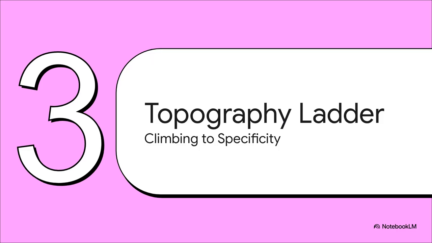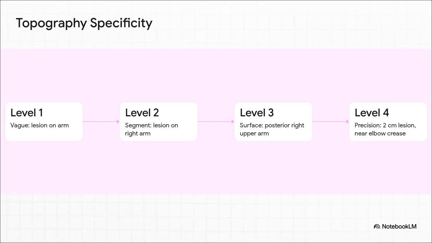All right, let's climb the topography specificity ladder. This concept perfectly illustrates how tiny anatomical descriptors carry massive coding consequences. Watch how we step up this ladder. Level 1 is super vague, lesion on arm. Level 2 adds a segment, lesion on right arm. Level 3 gives us a specific surface, posterior right upper arm. And then level 4, that's high precision, 2-centimeter lesion, posterior right upper arm near elbow crease. Extracting these ultra-specific details from the documentation is exactly what stops you from falling back on those vague, unspecified codes.